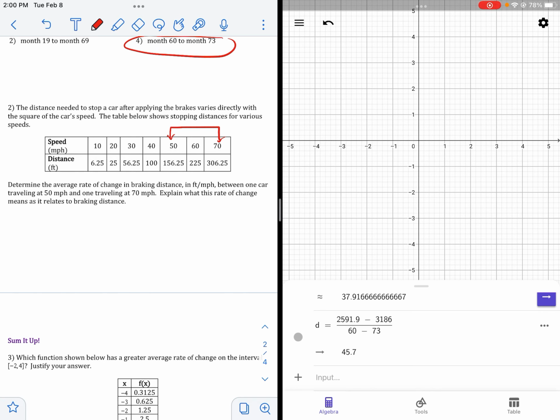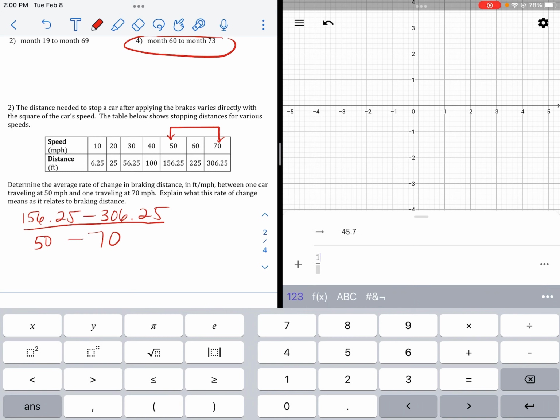Okay, so I'm going to do 156.25 minus 306.25, subtracting the y's, over 50 minus 70. It doesn't matter, I could have reversed both top and bottom. I like to hit the division sign first. 156.25 minus 306.25 over 50 minus 70. And I get 15.2. I don't know why it keeps giving it to me as a fraction. I press the purple, it gives me 7.5.